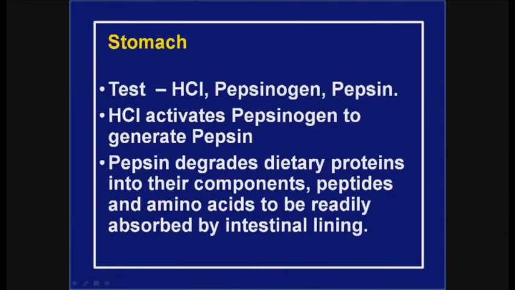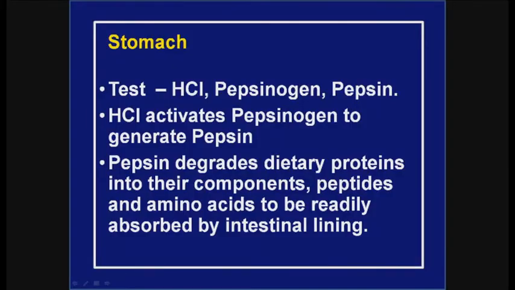So those would be the things that you would need to use as biomarkers: hydrochloric acid, pepsinogen, the precursor, pepsin itself. So hydrochloric acid activates pepsinogen into pepsin. Pepsin, its main function is to start the breaking up of proteins, which are long-chain amino acids, into smaller ones called peptides or polypeptides, so they become smaller chains. So the first job of pepsin is to digest proteins.